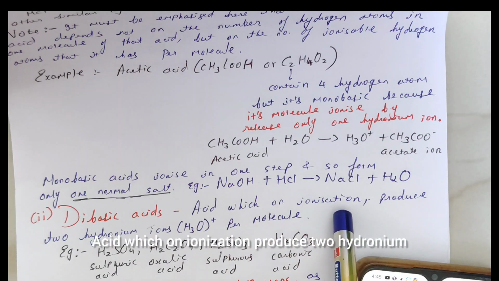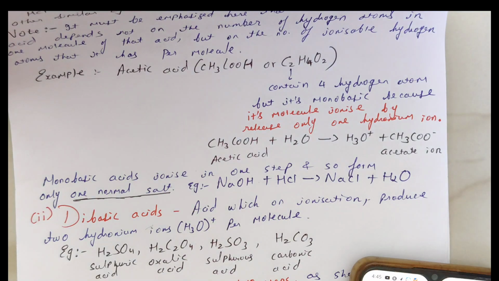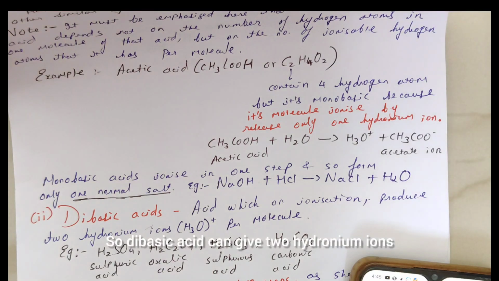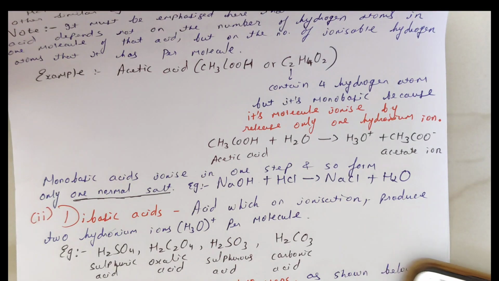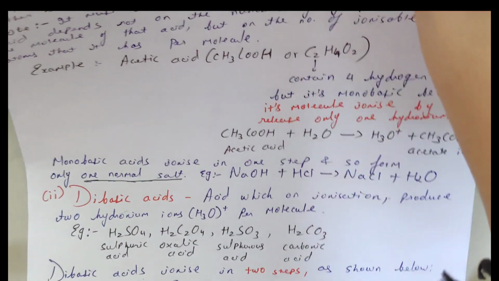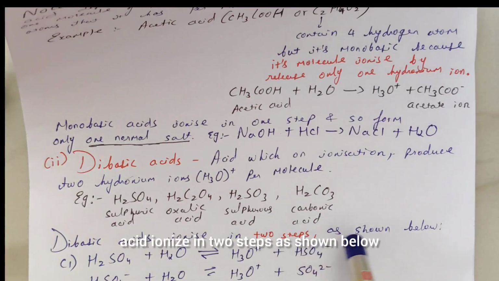Now second is dibasic acid. An acid which on ionization produces 2 hydronium ions per molecule. So a dibasic acid can give 2 hydronium ions from one molecule. Here are examples: sulfuric acid, oxalic acid, sulfurous acid and carbonic acid. Now you can see the reaction also. A dibasic acid ionizes in 2 steps as shown below.